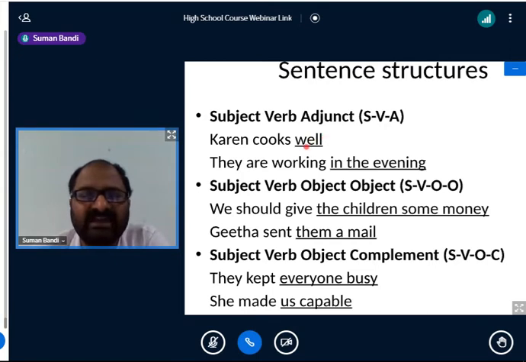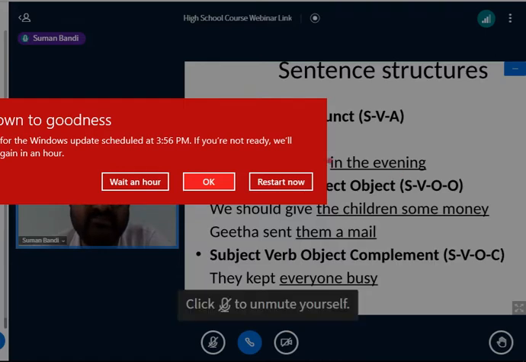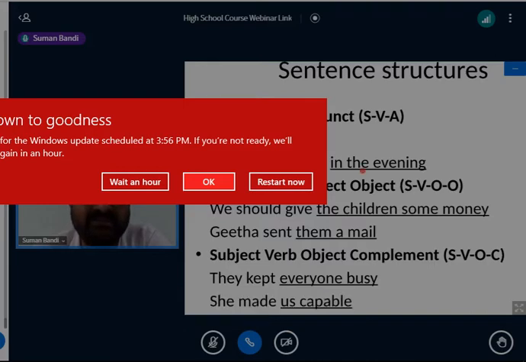So what is an adjunct? It's an adverb which gives additional information in the sentence. It is additional information, which means it's not compulsory. Here you see, Karen cooks well. So this is an adverb of manner. Next, they are working in the evening. So well is directly a word, an adverb. But here, they are working in the evening. When are they working? In the evening. So in the evening is a phrase which expresses the time of action. So it's an adverb of time, an adverb phrase of time. But whether it is an adverb or an adverb phrase, when labeling the sentence, we use A, meaning adjunct. So SVA, that's it.